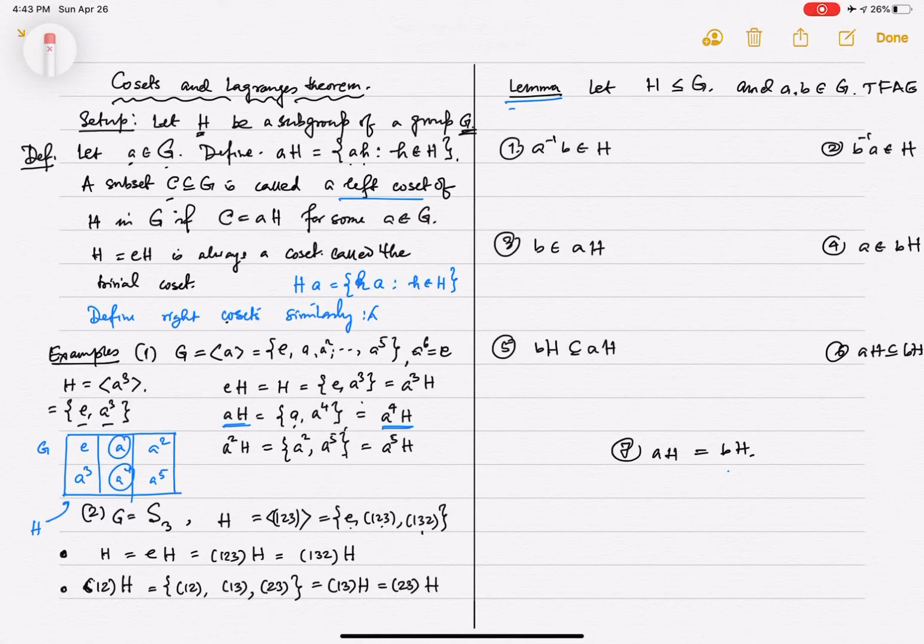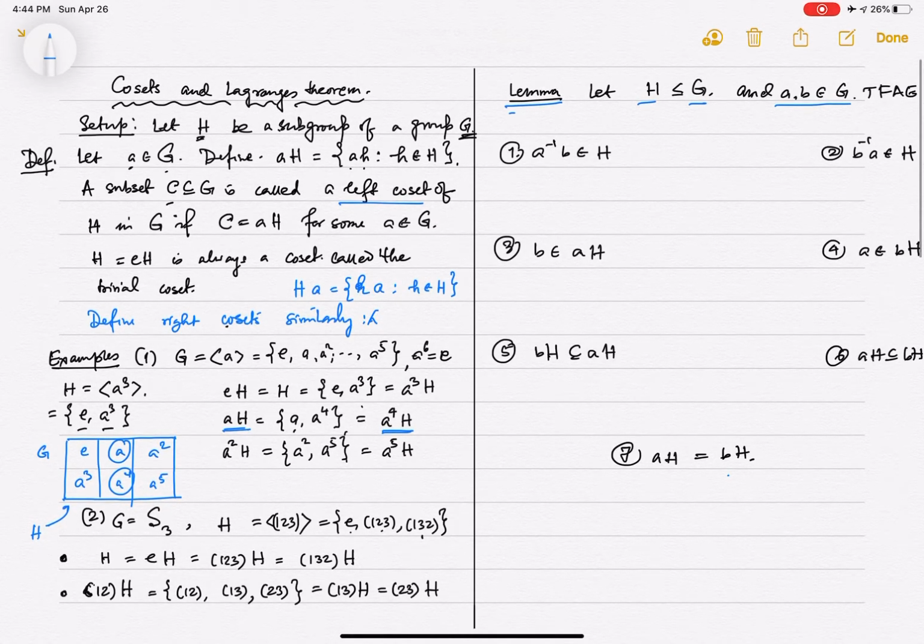And vice versa. So the setup is still that you have a group G and a subgroup H. And you take A and B in G. Then I'm saying that these 7 statements are all equivalent. A inverse B is in H, B inverse A is in H, B is in AH, A is in BH. And you see there's sort of a symmetry going on. They're interchanging A and B. BH is a subset of AH, AH is a subset of BH, and then the 7th one is AH is equal to BH.